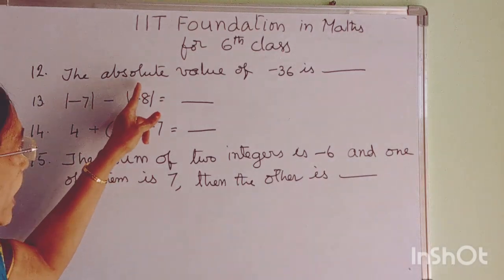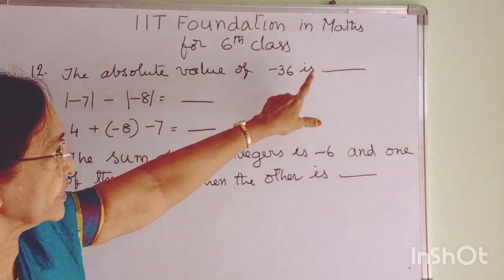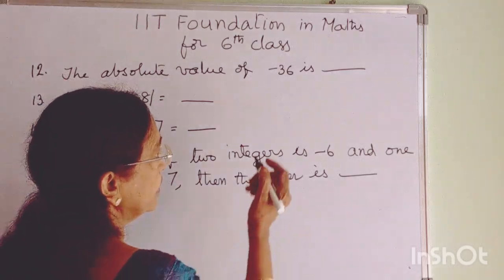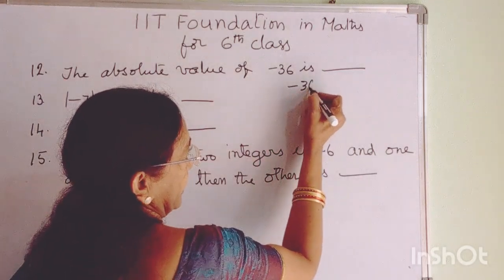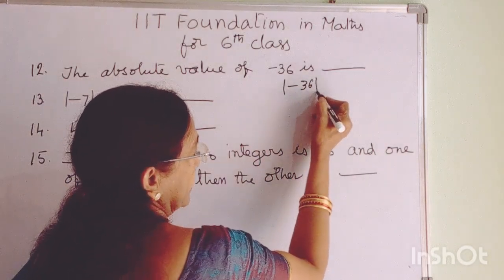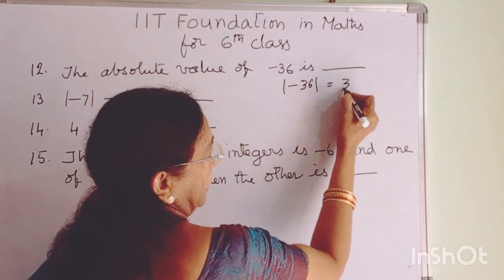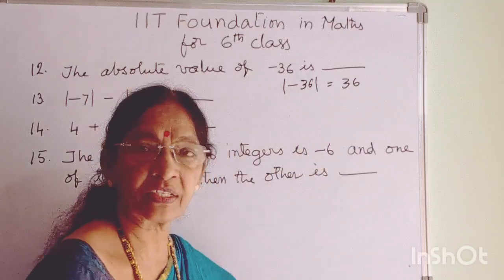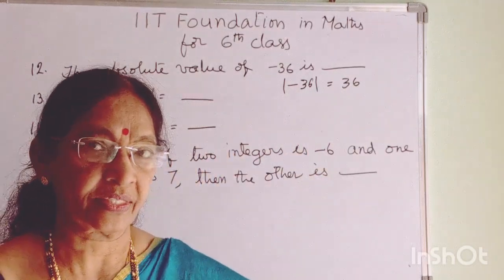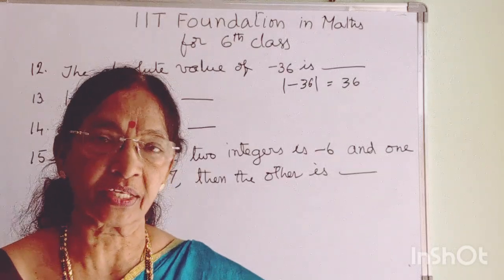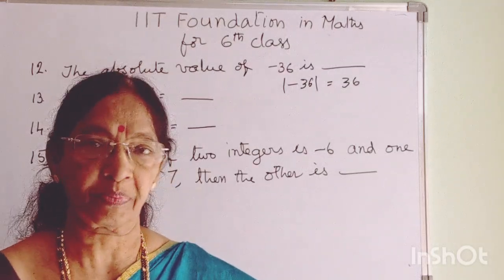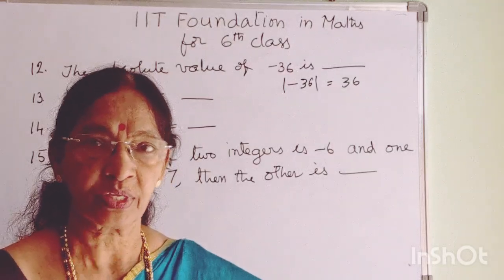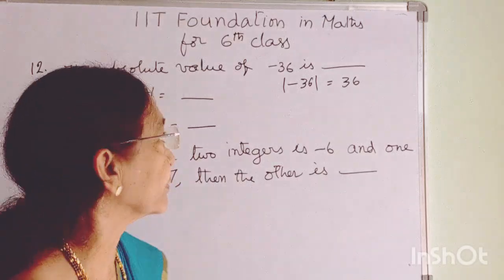Next 4 questions are fill in the blanks. 12th one: the absolute value of minus 36 is dash. The absolute value of minus 36 is written like this and it is equal to 36. The absolute value of any integer is the same integer without taking the sign, whether it is minus or plus. The absolute value is with plus only, no sign.